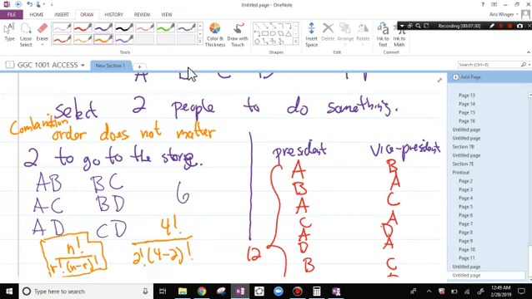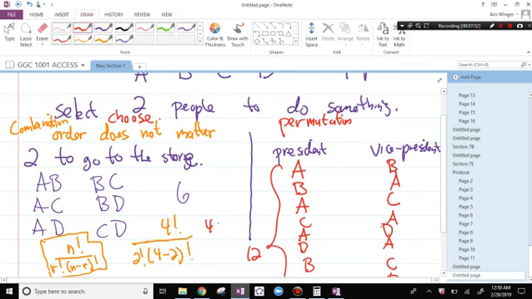When order does matter, and you care that AB is actually different from BA, then you're going to get more than you would when you did a combination. And it's called a permutation. By the way, this over here is called the choose, right? So I might say 4 choose 2, and that is how we're going to type it into Google when we want to calculate something.